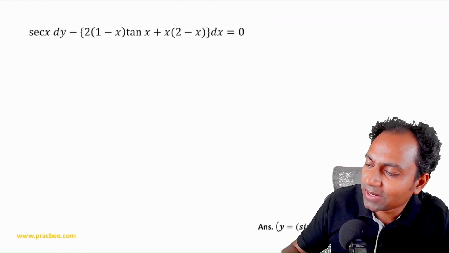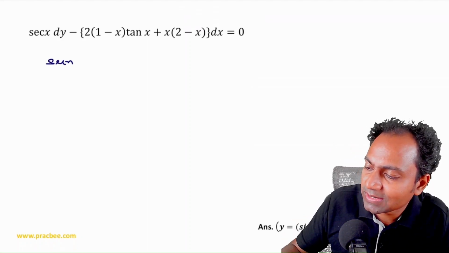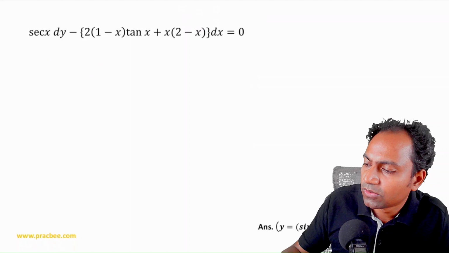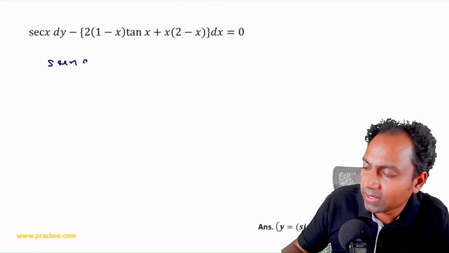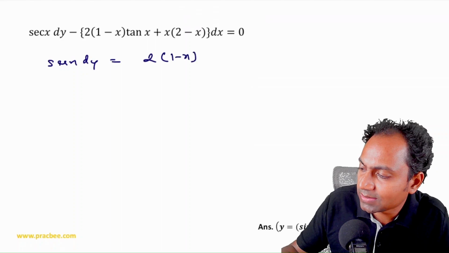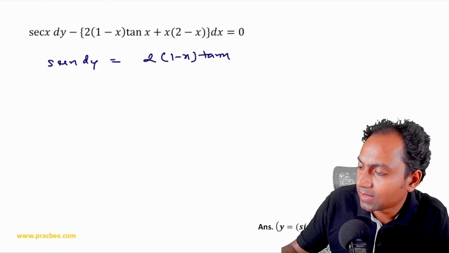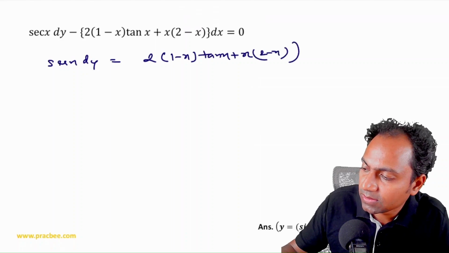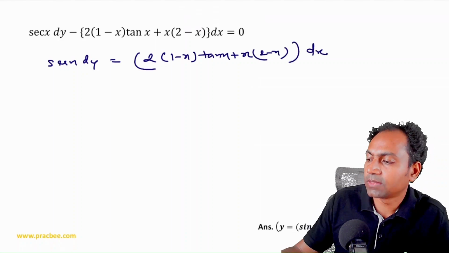So if you take this part, what you can say is this is nothing but sec x and dy by dx. In fact, there is no need to even write this also. We can just separate the variable directly. Take it on the other side. 1 minus x, 10x plus x into 2 minus x and dx. This is what we need to do.